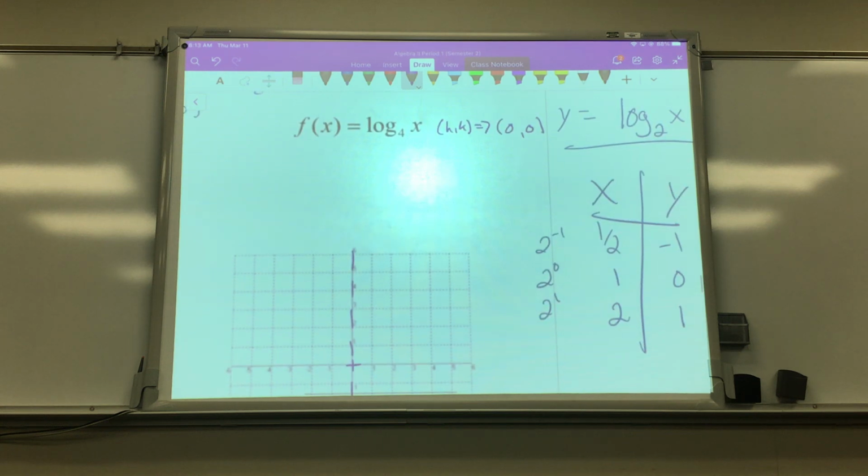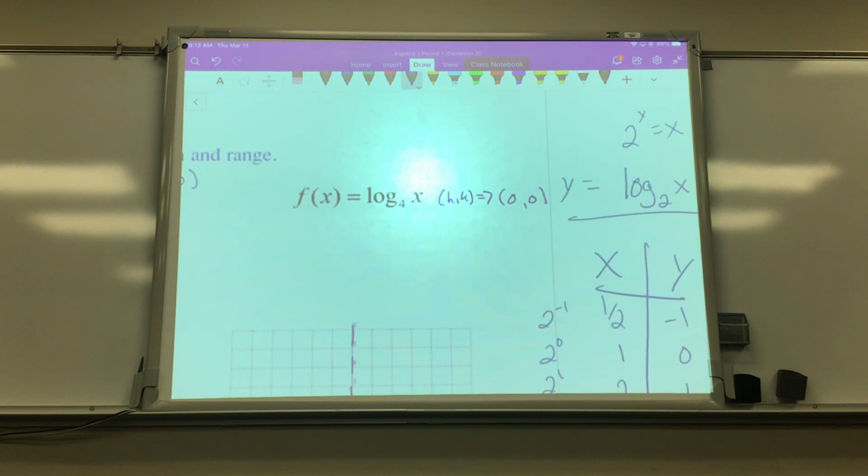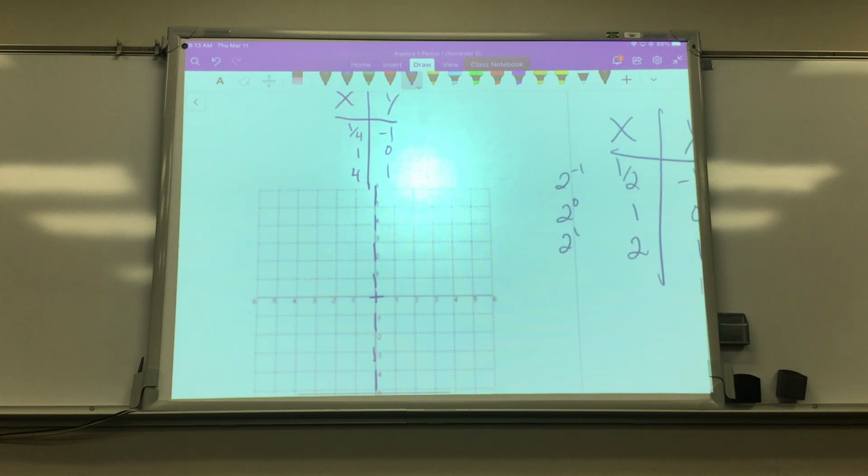Okay, and log base 4 again. You can say 4 to the f of x equals x, or you can say 4 to the y is equal to x. I don't care what you use. I prefer to use x and y. Again, negative 1, 0, 1. What are those values going down on x? Yep. And again, that's saying right 1/4, down 1; straight right 1; right 4, up 1.